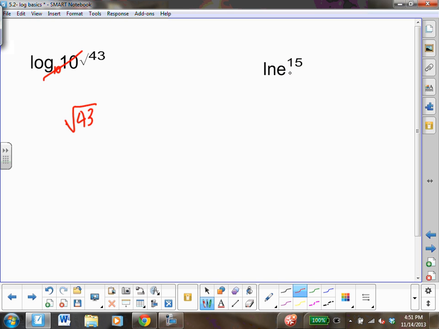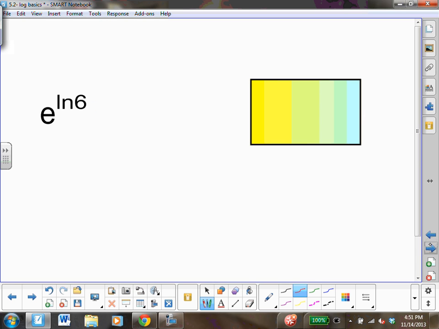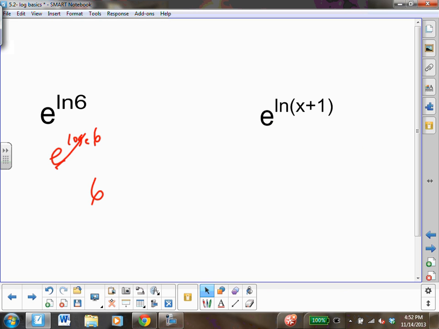Remember, the ln of e to the 15th power, I don't need to evaluate e to the 15th power, because ln is the same thing as the log base e. The e's cancel each other out, and I'm just left with 15. Same thing here. e to the log base e of 6, I'm just left with 6. That's the only way I can make that statement be true. And then here's another one. e to the ln of x plus 1. The e and the natural log are going to cancel each other out, and you're just left with x plus 1.